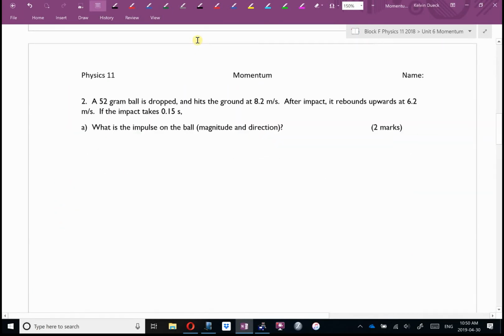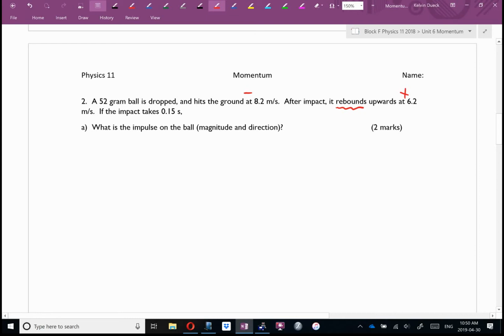Number 2. The key word here, Ajne, is rebounds. Because that means there is a change of, I'm looking for a word that starts with the letter D. Yeah, there's a change of direction, which means I better let one way be positive and one way be negative. Here, I'm going to let up be positive and down be negative, because that just makes sense to me.